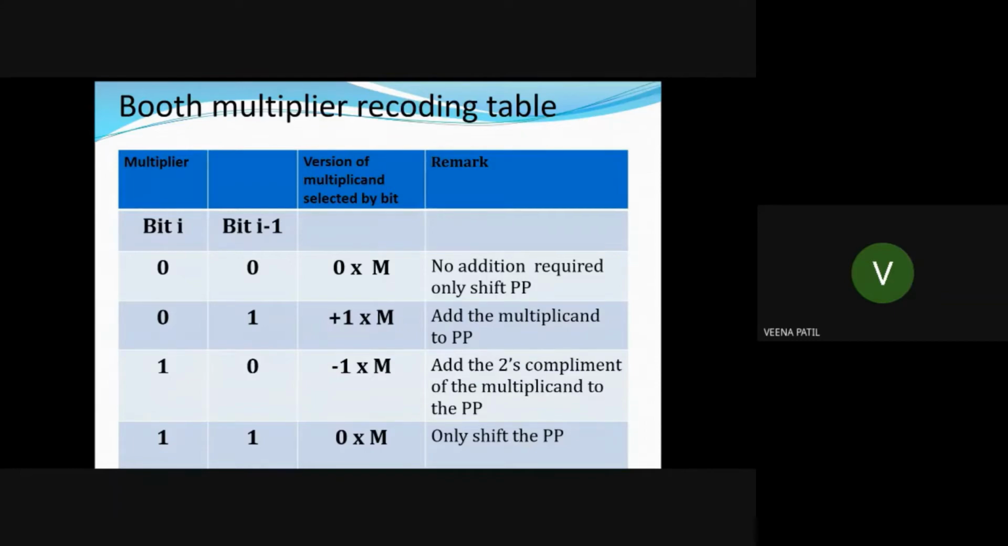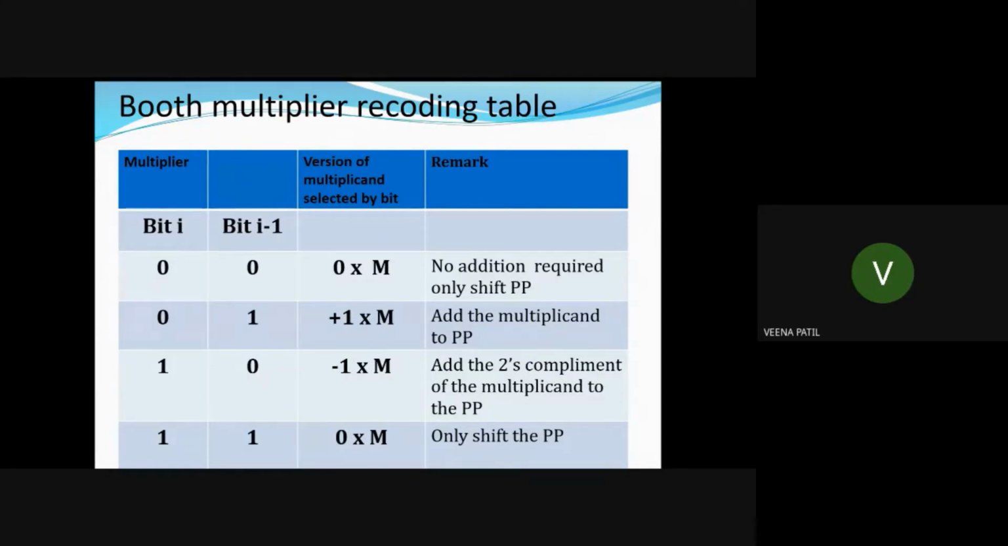Plot this table like this: 0 0, 0 1, 1 0, 1 1. In front of that please write down, if bi is 0 and bi minus 1 is 0, then the new version of the multiplicand will be 0 into M. And what is the remark? Remark is no addition required, only shift PP. PP means partial product.